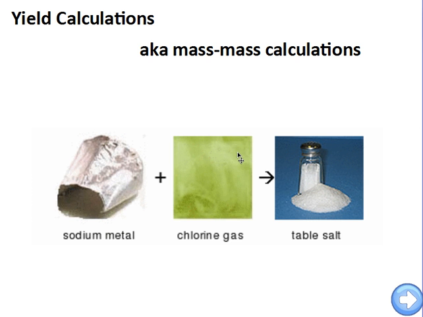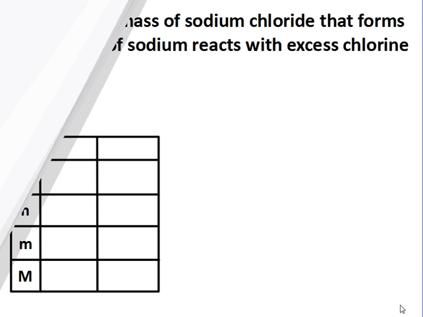Kia ora. Today's video tutorial is about mass calculations, also known as yield calculations. So today we're looking at sodium metal reacting with chlorine gas to give us sodium chloride or table salt, NaCl.